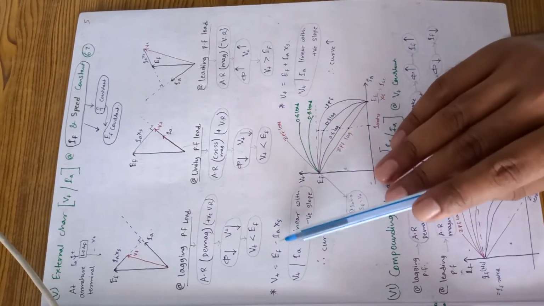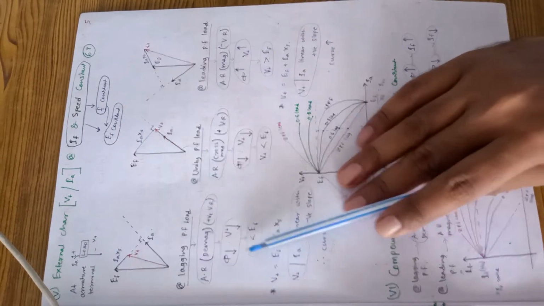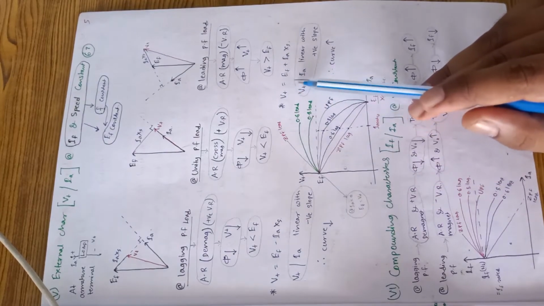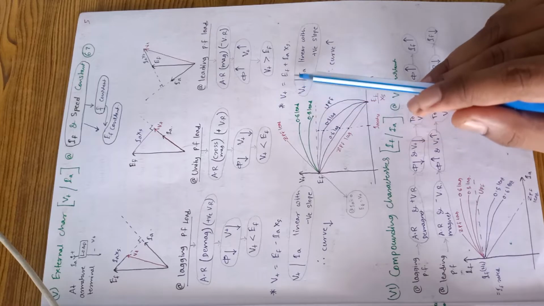We know Vt equals Ef minus Ia Xs for lagging, and Vt equals Ef plus Ia Xs for leading. These two are the cases.